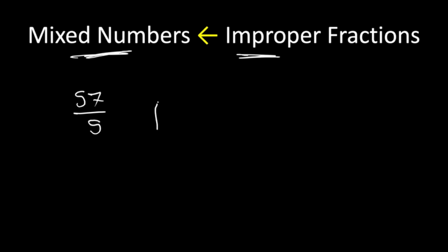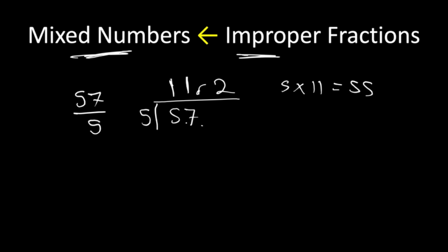First step, you find out how many times 5 goes into 57, and then you find the remainder. So how many times does 5 go into 57? 11. So 11, remainder 2. Because 5 times 11 is 55. 57 is 2 units greater than 55, so the remainder is 2. So the integer would be 11, the numerator would be 2, and you keep the denominator. This would be your answer.